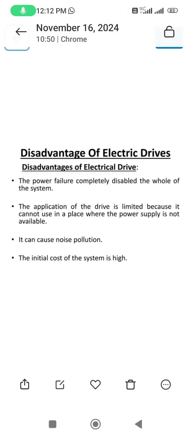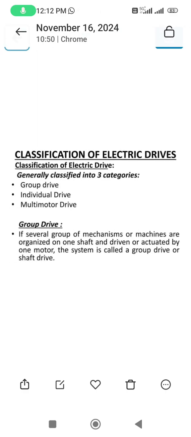The disadvantages are that a power failure completely disables the whole of the system. The application of the drive is limited because it cannot be used in a place where the power supply is not available. It can cause noise pollution. The initial cost of the system is high. These are the main disadvantages of the electric drive systems.